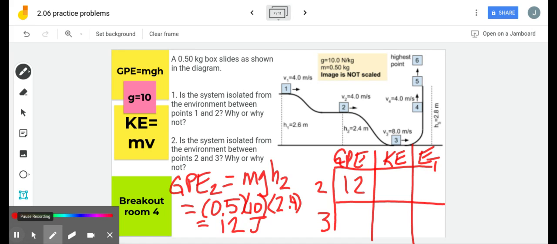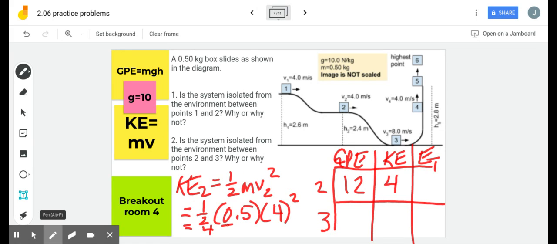Let me pause while I erase. Okay, KE2. That's 1/2 mv2 squared. And that is 1/2 times another 1/2 times v2, which is 4. 4 squared is 16. Half of 16 is 8. Half of that is 4. So that means that the kinetic energy there is 4 joules. And our total energy at point 2 is 16.